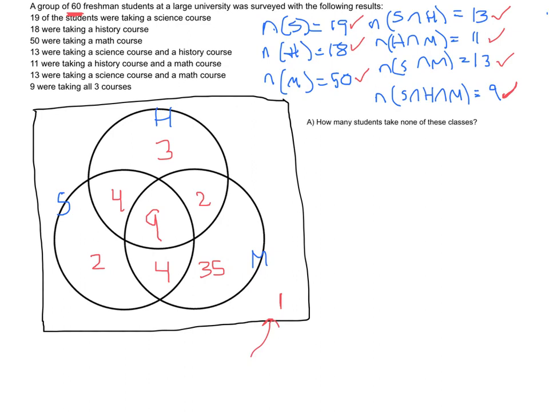So the first question reads, how many students take none of these classes? And we actually know the answer to this now because we know how many students take none of the classes. We already said the answer to that is going to be 1.